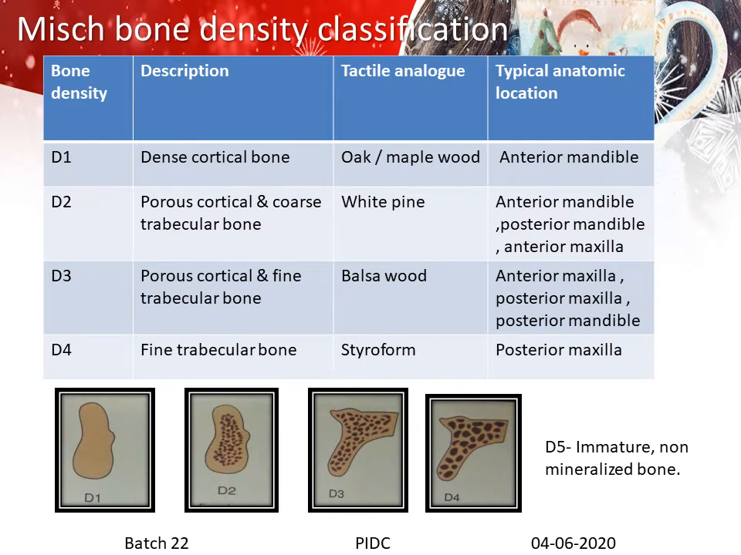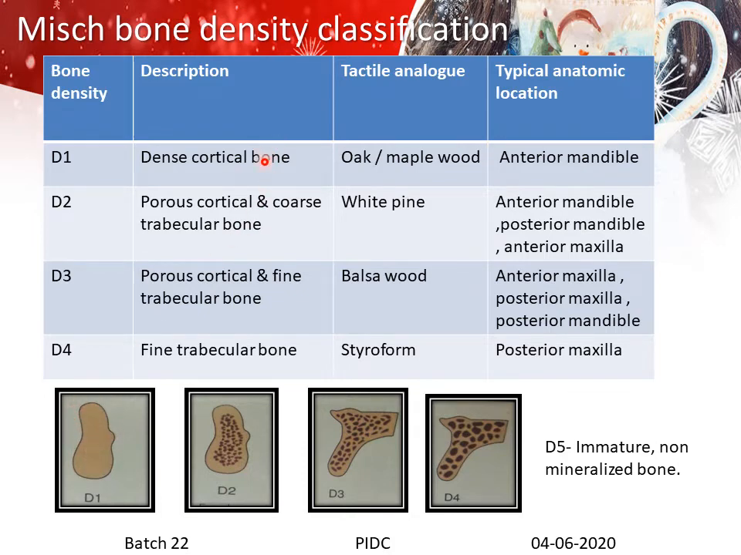As I told you already, the bone where you're going to place the implant has to be checked before placement, because that is going to take most of the load which you're going to give. There are 4 different types of bone density given by Misch. The D1 type of bone has dense cortical bone. You can see here there is no porous structure itself, so it is going to be dense cortical bone.